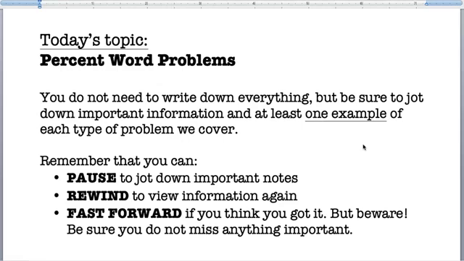Today we are talking about percent word problems. As a reminder, you do not need to write down everything we cover in this lesson, but be sure to jot down important information and at least one example of each type of problem we cover.